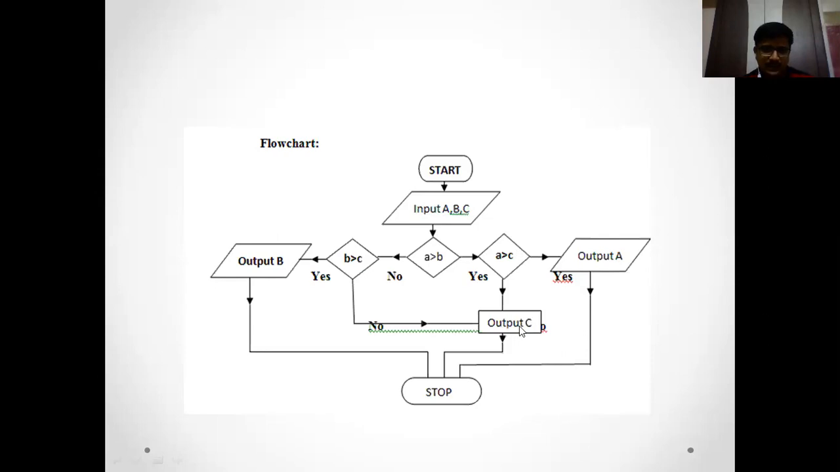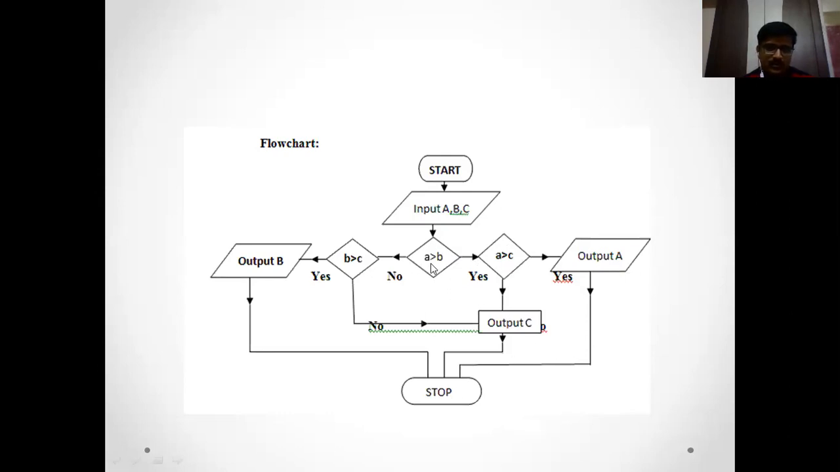that is output C. Now the question is, when A is greater than C is false, can we directly print output as C, or do we have to check whether C is greater than B? No, it's not required, right? Because we already reached here since A was greater than B. Now when A is less than C, that clearly indicates that C is greater than B, therefore the output will be C. Similarly, if A is greater than C is yes, then the output will be A, then stop.